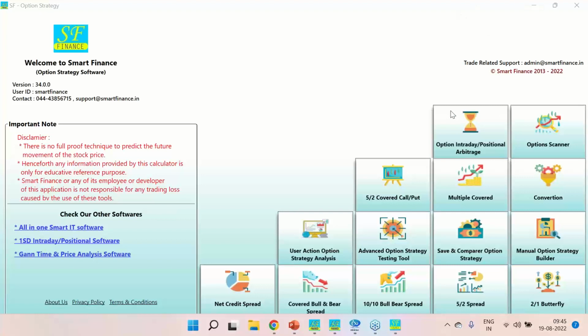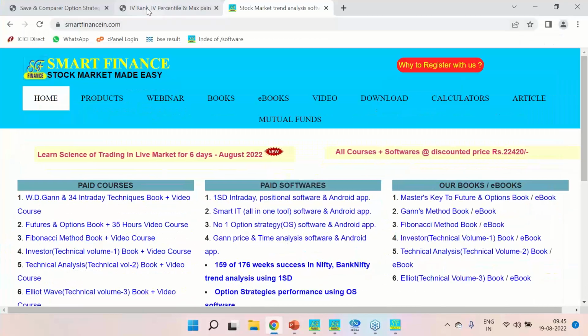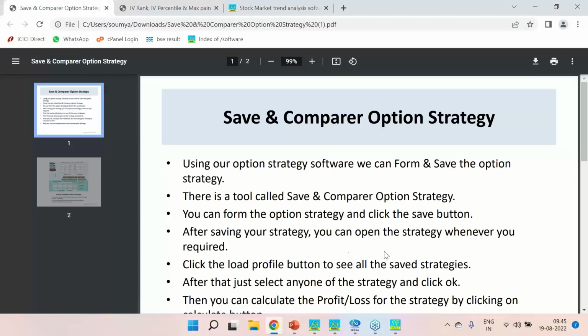Good morning, everybody. Prem here. Sir already told you that I'm going to explain the save and compare option strategy, where we will look at how to form the strategy and save it. Like sir said, whenever you require the strategy to be retrieved, you can calculate the profit and loss for it, see where it has been standing, how it has been giving you the values, and how accurate it is.